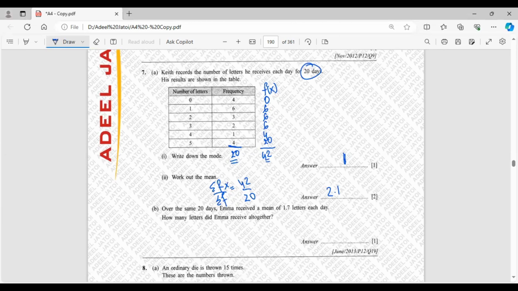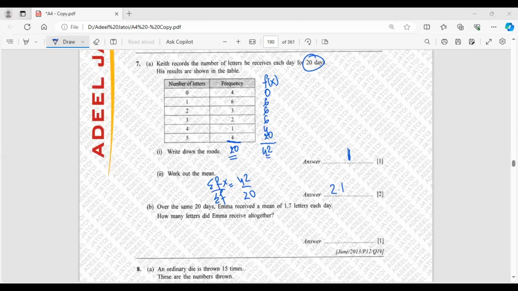Now over the same 20 days, Emma received a mean of 1.7 letters each day. How many letters did Emma receive altogether? Basically, you need to find summation of fx. For that, summation of fx upon summation of f is equal to what? Mean.